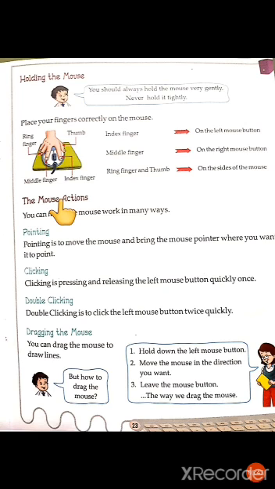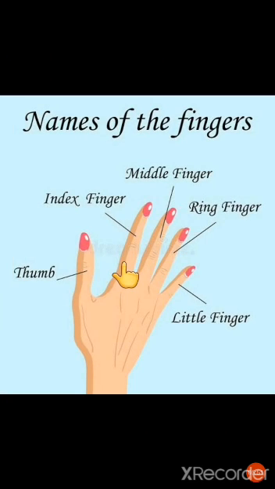Fingers, names of our hand. Okay. So I have one picture. Here you can see the names of the fingers. Now, as you all know, this is our thumb. The next finger after the thumb is the index finger. The first finger after the thumb is the index finger.